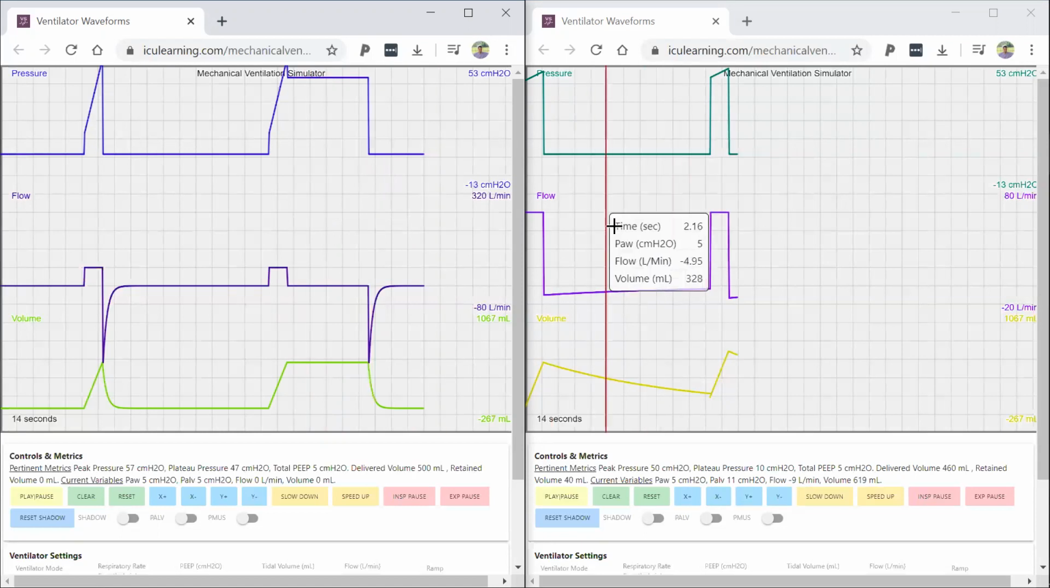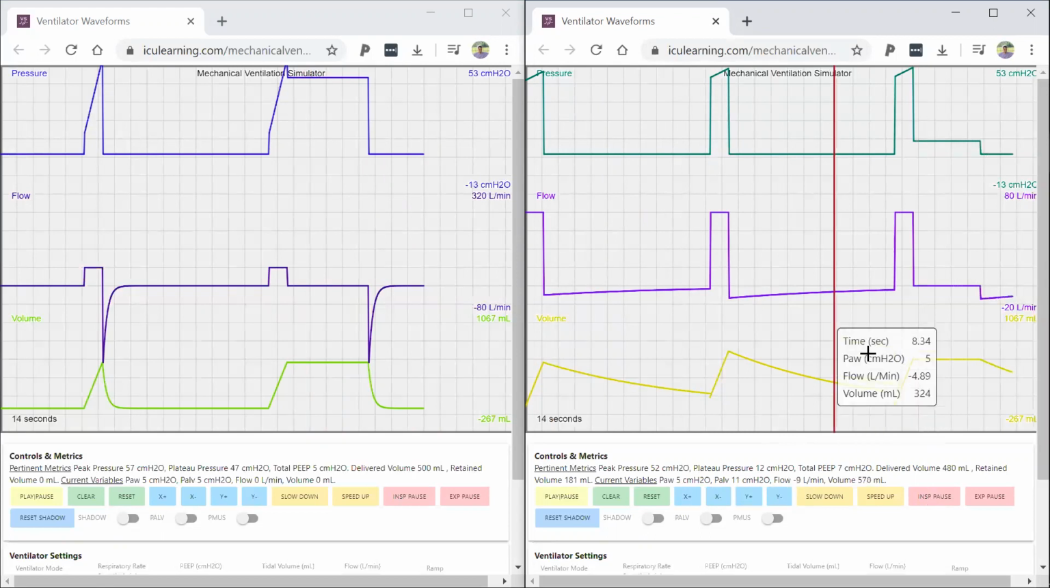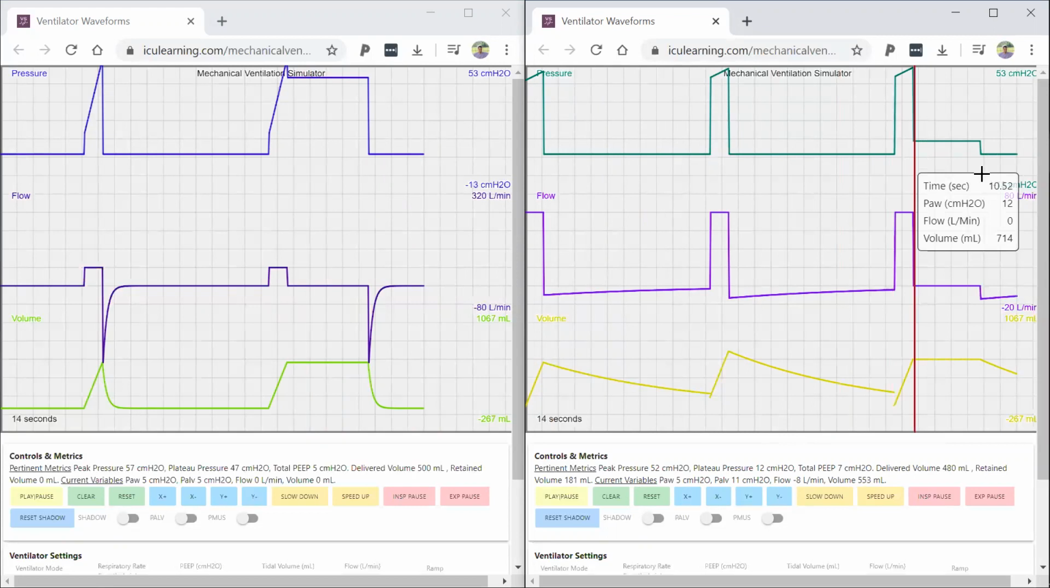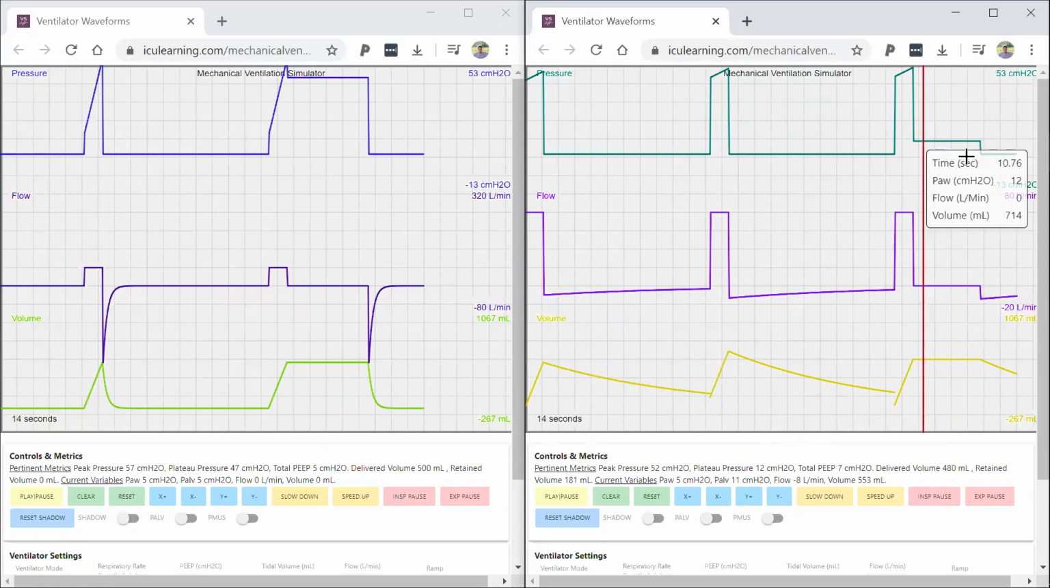Let's check the second case. I will do the same. I will click end inspiratory pause, and then I will wait for the next breath to be delivered. And again, you see that flat line. I will let go, and then I will pause the simulation. I will hover over that plateau, and that's the plateau pressure. The airway pressure is reported to be 12 centimeters of water here. So that means that the plateau pressure is 12 centimeters of water.